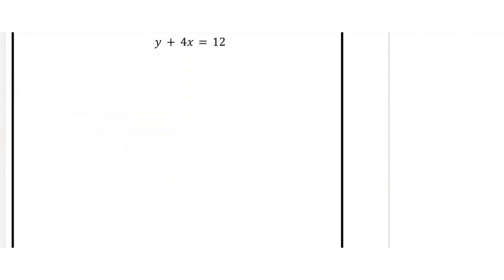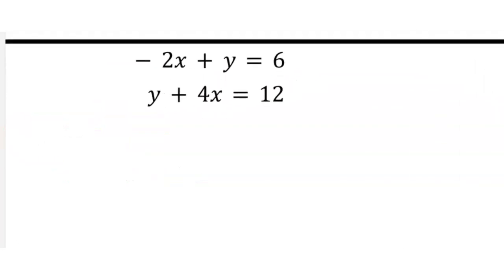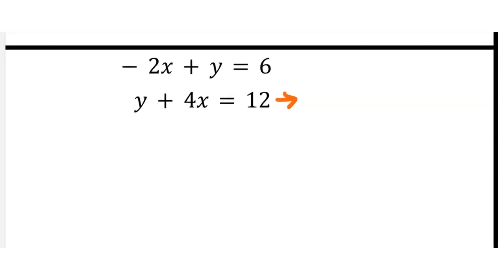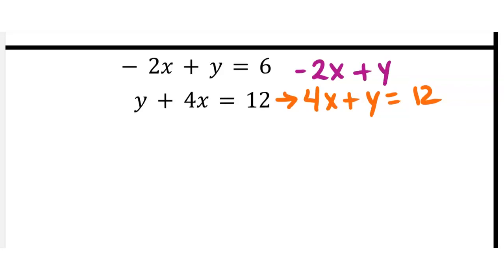And then let's see one that we can actually solve. Okay, I'm going to change this so the x's are lined up. So we're going to do 4x plus y is equal to 12. Negative 2x plus y is equal to 6. This one I just rewrote it.